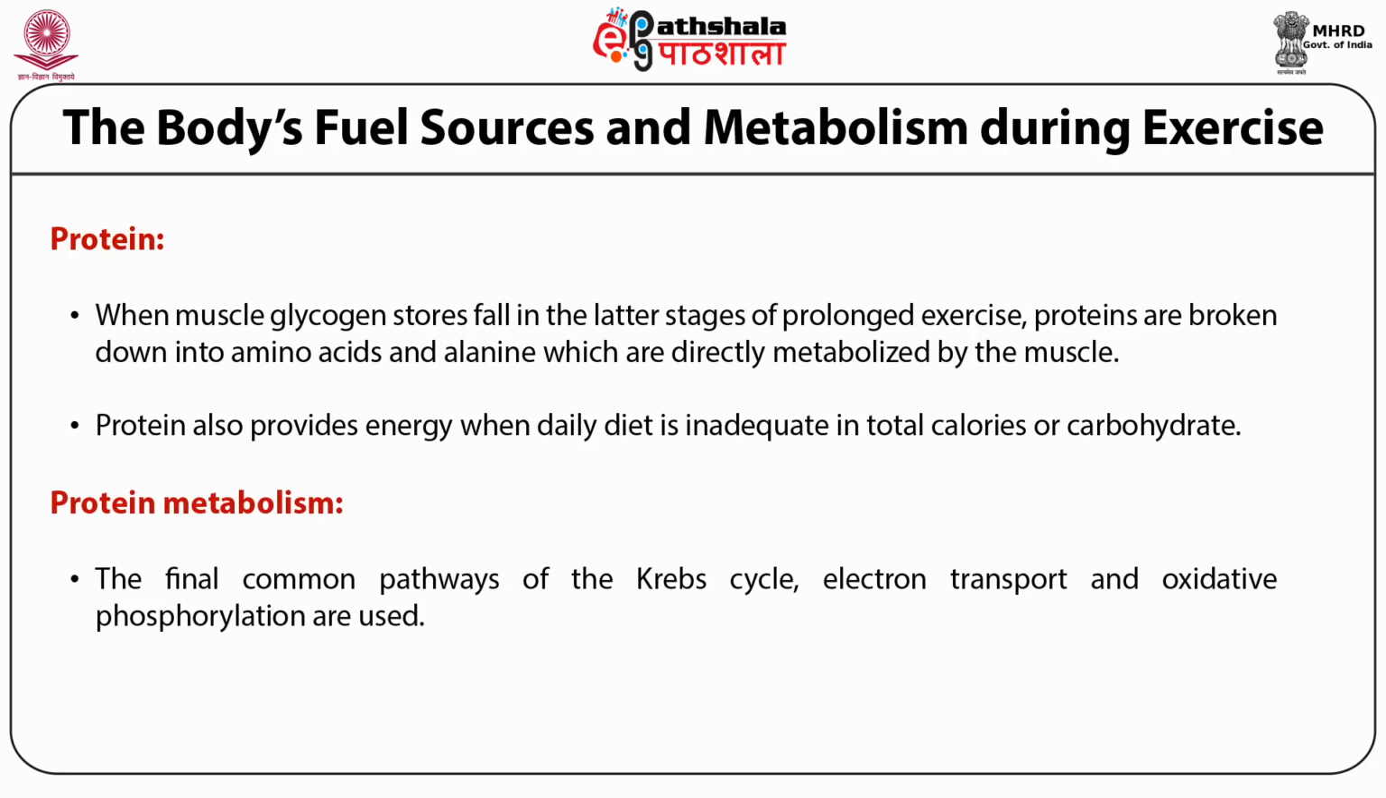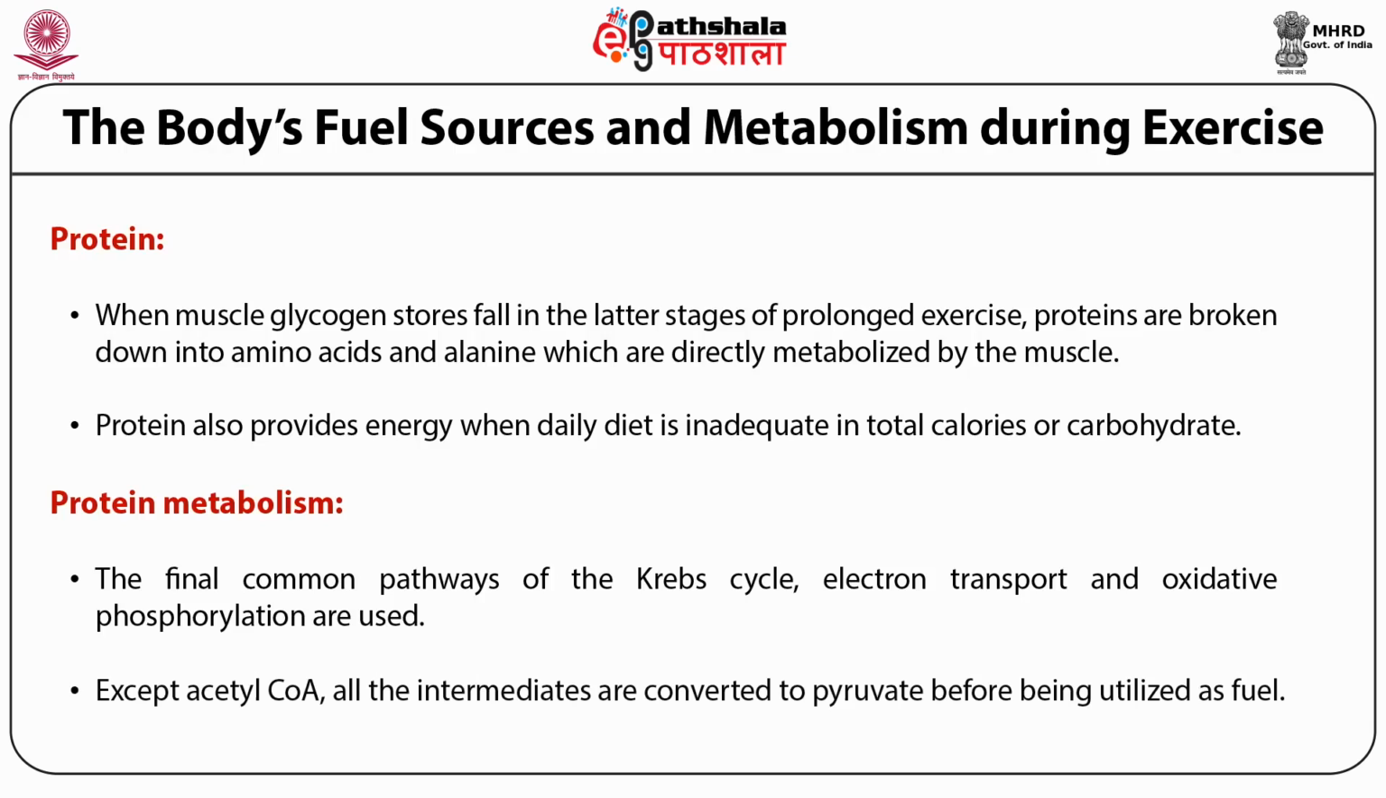The final common pathways of the Krebs cycle, electron transport and oxidative phosphorylation, are used. 6 amino acids enter metabolism at the level of pyruvate, 8 at acetyl coenzyme A, 4 at alpha ketoglutarate, 4 at succinate, 2 at fumarate and 2 at oxaloacetate. Except acetyl coenzyme A, all the intermediates are converted to pyruvate before being utilized as fuel. The acetyl coenzyme A is directly used in Krebs cycle and electron transport.